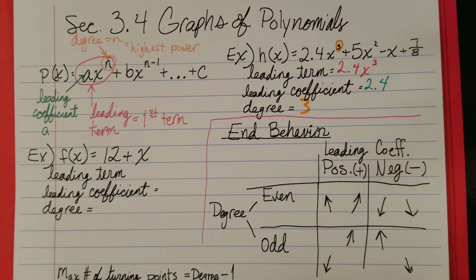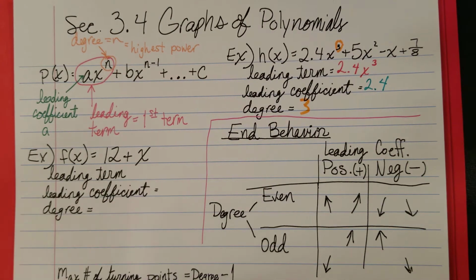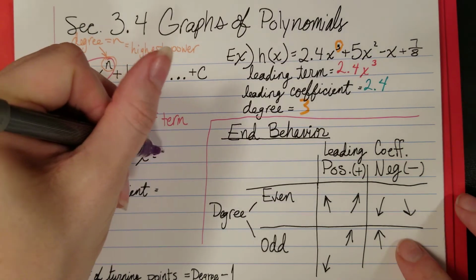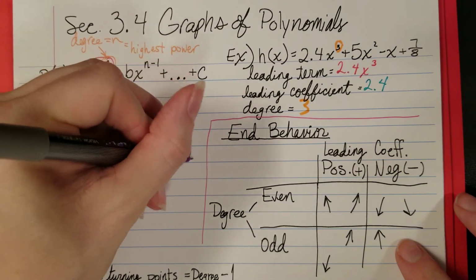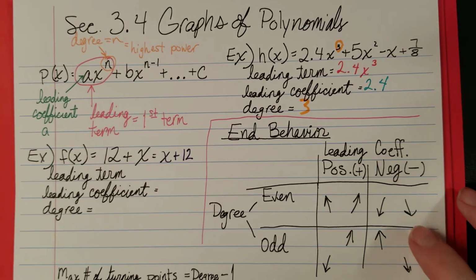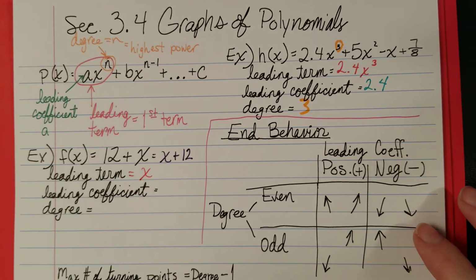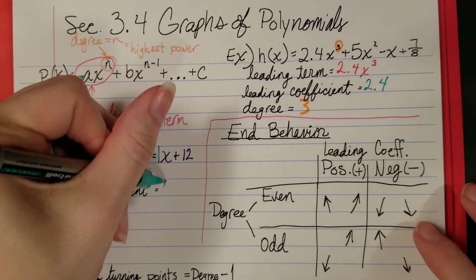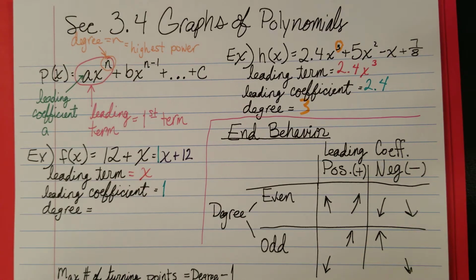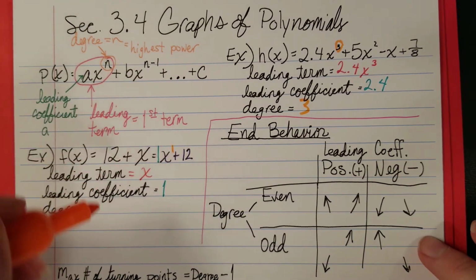Okay. All right, and for this one right here, if you wanted to put that in the proper order, it would be x plus 12. And so the leading term then would be x. And the leading coefficient would be 1, and the degree would also be 1.